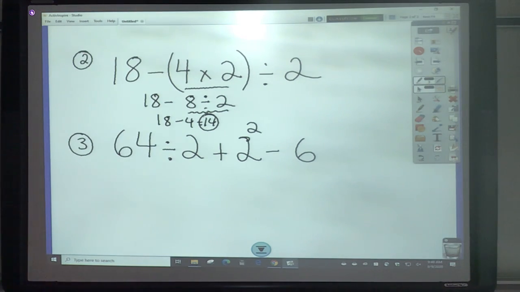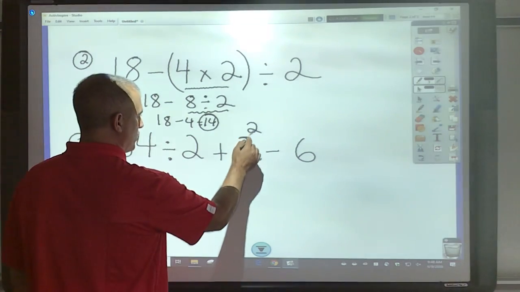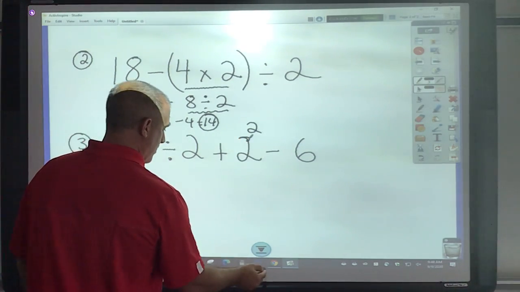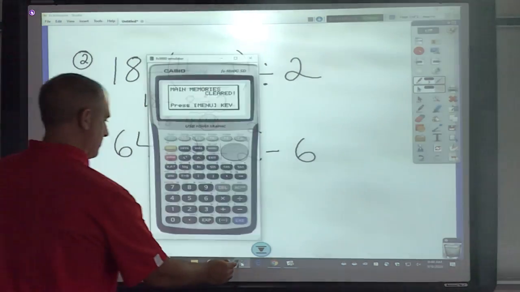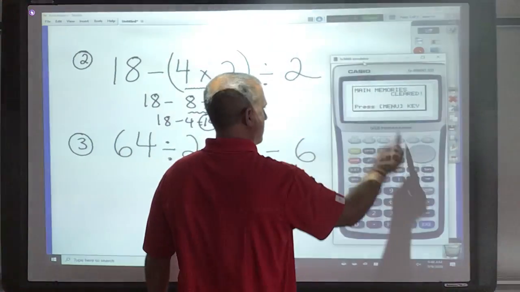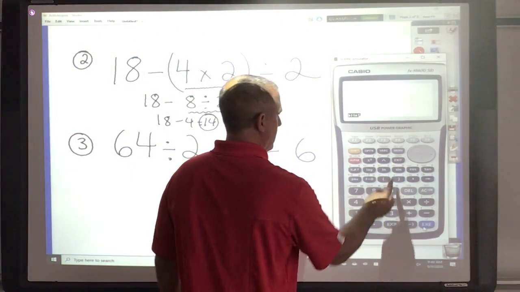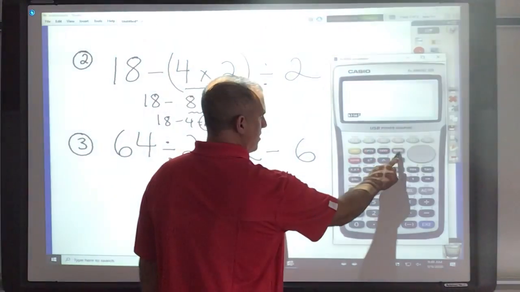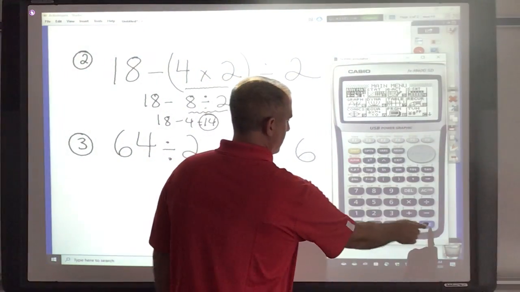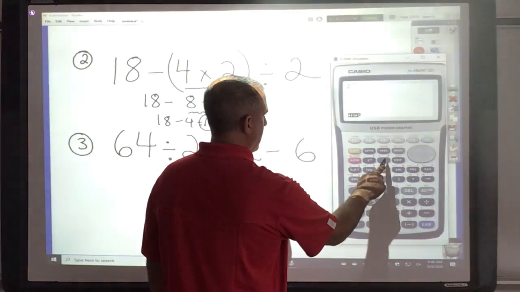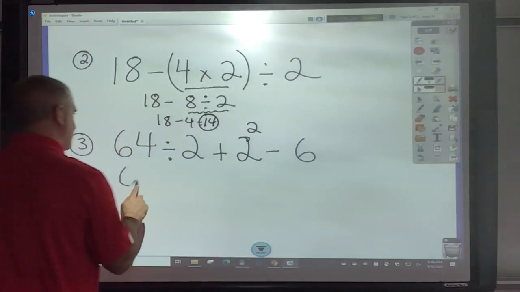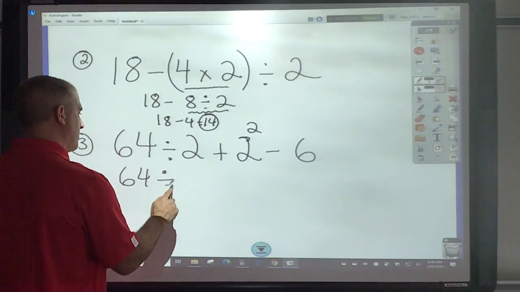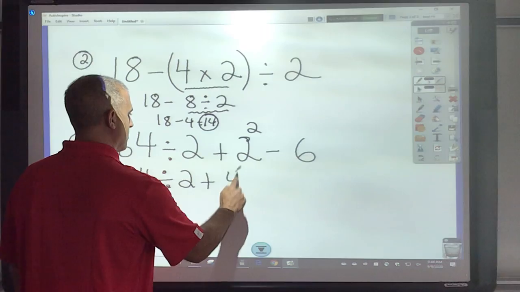Okay? On this one, I would do the exponent here, 2 squared. You can use your calculator. If you're using the Casio, you hit menu, brings you here, and then I would select execute, 2, then this thing is the exponent, 4, 2. So I have 4, right? So 64 divided by 2 plus 4 minus 6.